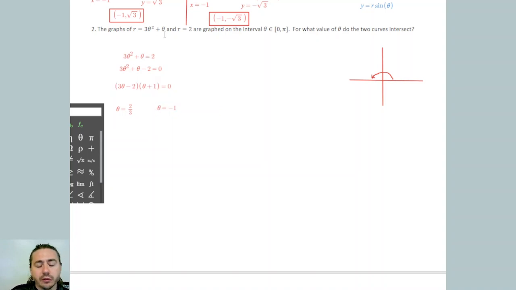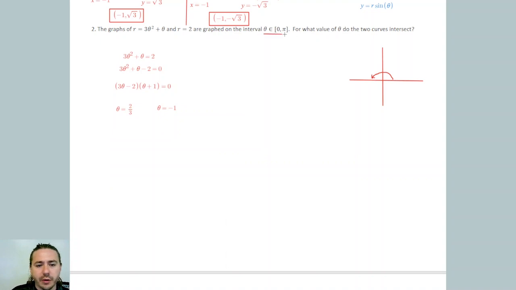Now, both of these would be solutions to this equation. However, it does say that we are only graphing them on the interval between 0 and pi, so this solution is not in that interval. -1 is not between 0 and about 3.14, so this one we're not going to include. So the only solution we will have here is 2/3, and that's it. So 2/3 of a radian, which would be roughly 40-something degrees. Okay, well, there's number 2. Let's take a look at number 3.